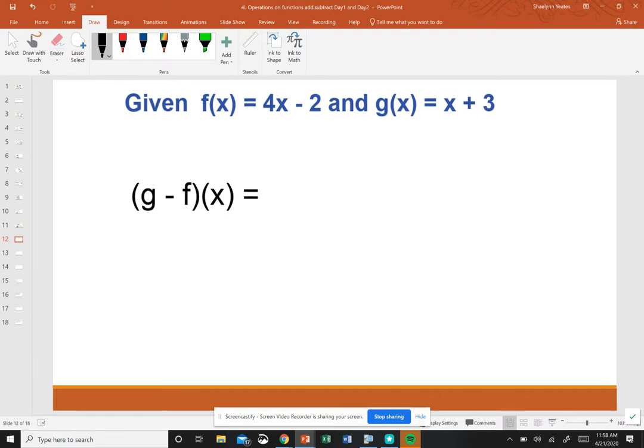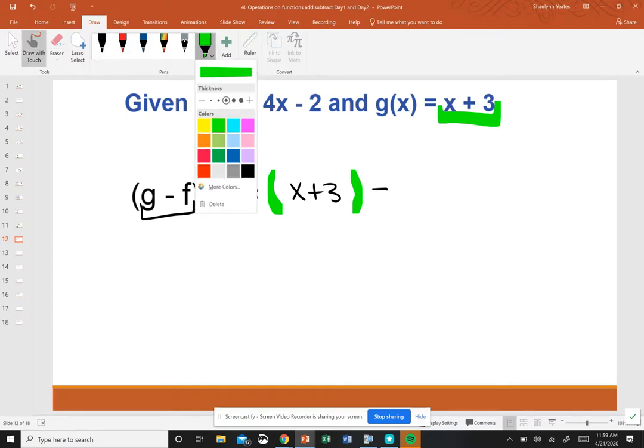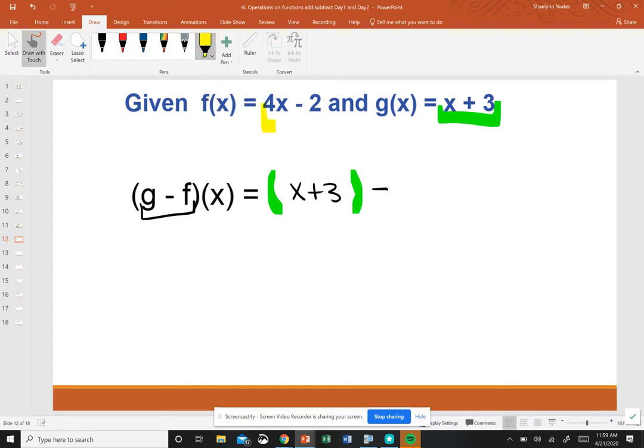All right, so right here, we're going to take these two functions and we're just going to subtract them. But notice this time it's g minus f. So that means we're going to take our g function first. So we've got x plus 3, and then we're going to subtract our f function second.